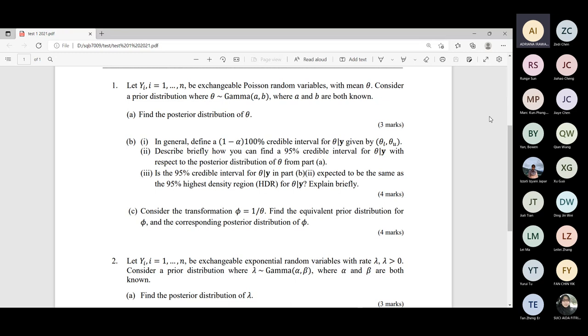And when you say find the posterior distribution, it means that you have to give me the name of the distribution and the parameters. I already told you that. If you don't give me that, you will lose a mark. For example, if you have 3 marks, maybe you will get 2.5 marks, if I'm being generous. If I'm not generous, I may give you 2 marks, depending on how much you do inside the question. So find means you have to identify, find the kernel, and identify the distribution. That's the basic thing.